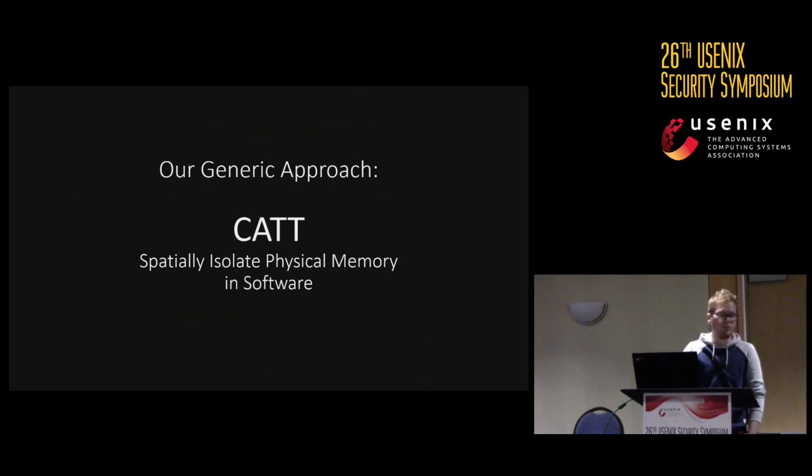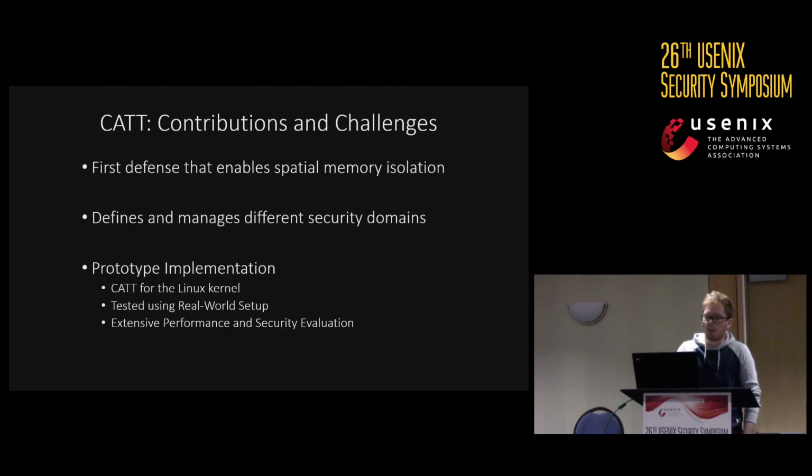For this reason, we designed a generic software-only defense, which we called CATT. And CATT is actually the first defense that leveraged spatial isolation of the system's DRAM. So we showed that this can be done purely in software and is completely transparent to the applications. For this, CATT defines and manages different security domains on the platform, and we then associate an allocated memory area with its designated security domain and enforce a physical isolation policy to prevent the exploitation of bit flips.